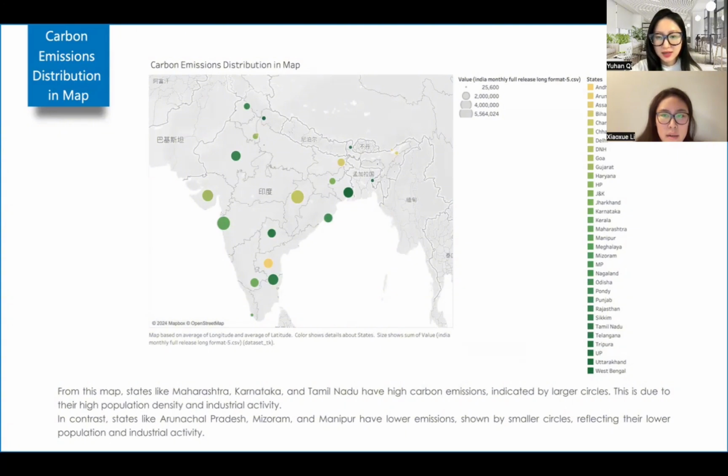In contrast, states like Arunachal Pradesh, Mizoram, and Manipur show lower carbon emission, indicated by smaller circles. These states have lower population densities and less industrial activity, contributing to their lower emission levels. The varying size of the circles across the map reflects the difference in carbon emission among the states, highlighting the impact of both population and industrial activities on the emission levels.